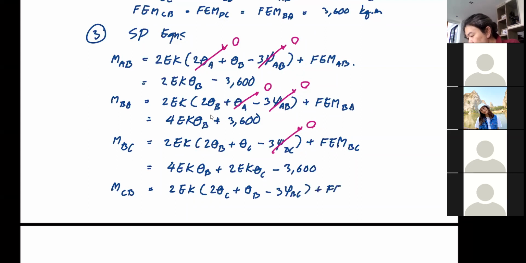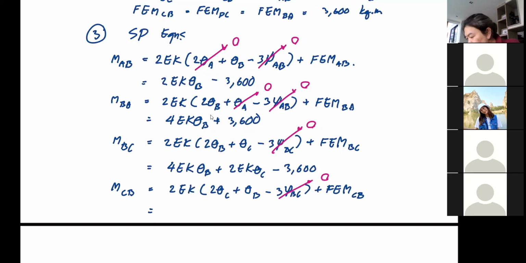Plus FEMCB. So that is also 0. Now it would be a good idea, because I'd like to try to keep the unknowns in the same vertical line, so that when I write my equilibrium equation, things become easier and I will be less susceptible to making mistakes.